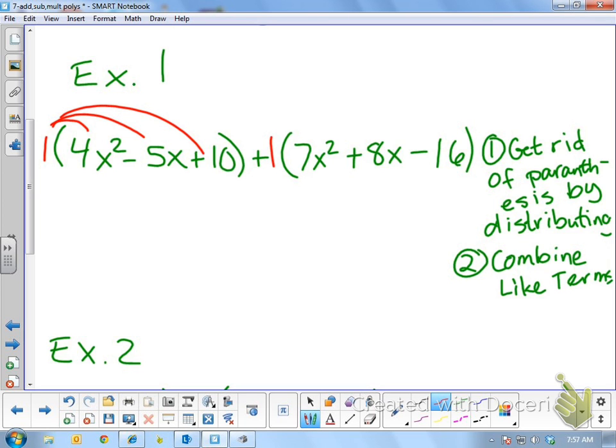What happens if I multiply by 1? Everything stays the same. Nothing happens. It basically just drops the parentheses. So when it's a positive 1, we can kind of skip the distribution step. But the reason I show the distribution step is because when we have negatives, that's a different story. We can't just skip the distribution step.